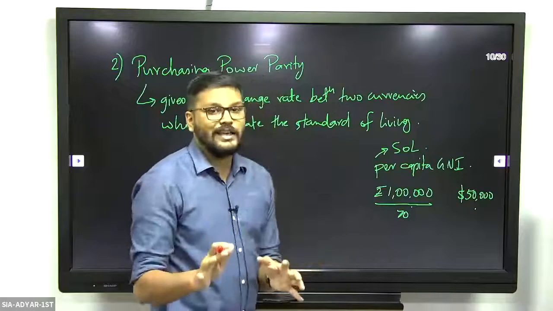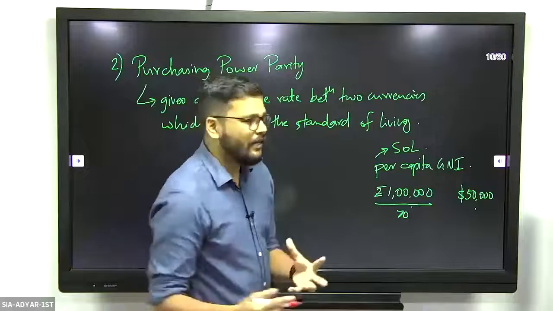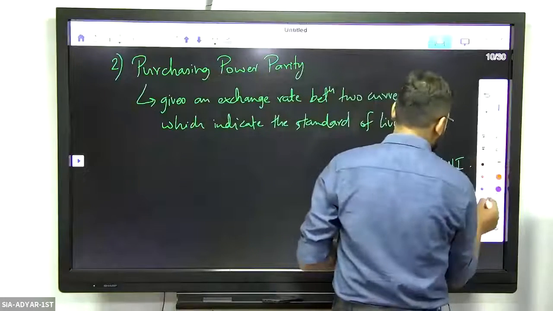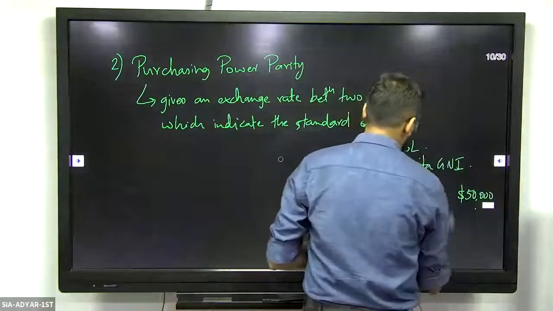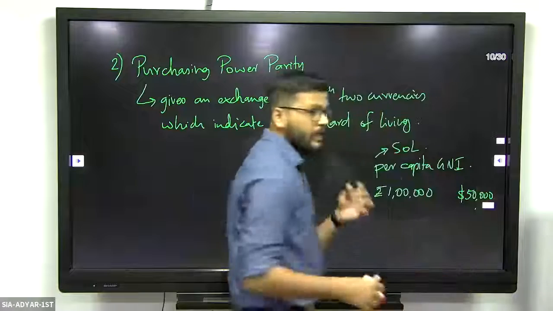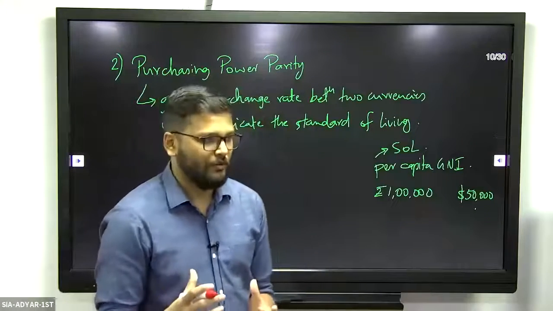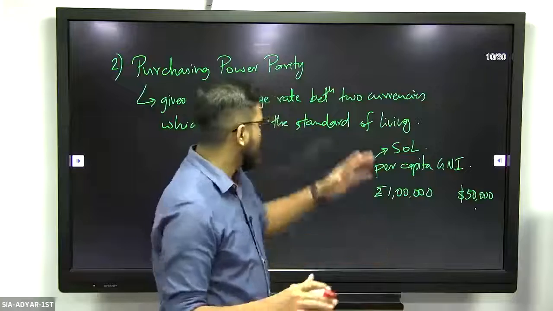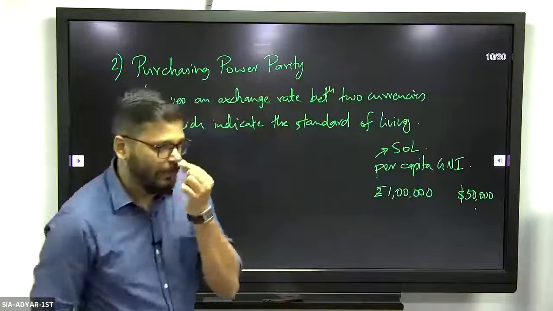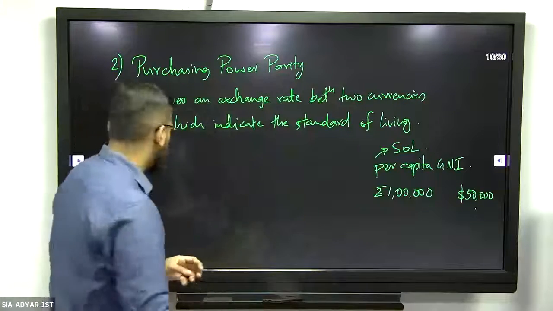So we are thinking, can we use some other exchange rate in order to understand this? Can we use some other way of exchange rate which is more indicative of the quality of life of the people? So yes, that is where the concept of purchasing power parity comes into the picture. How does it work?